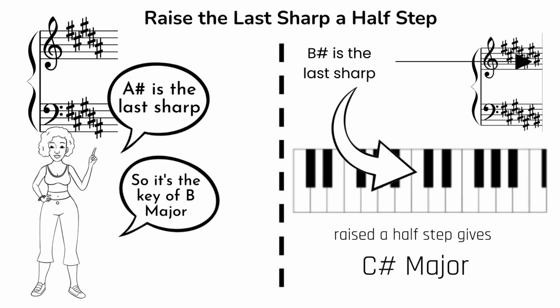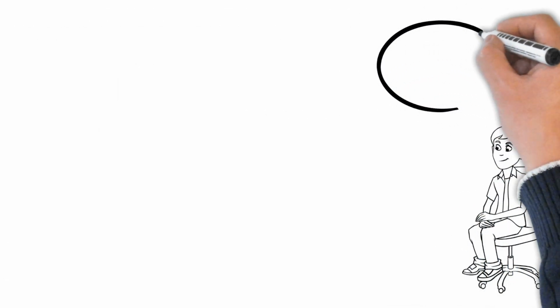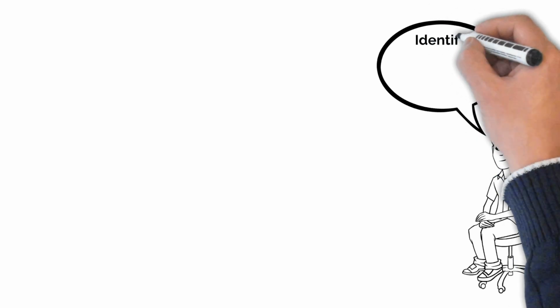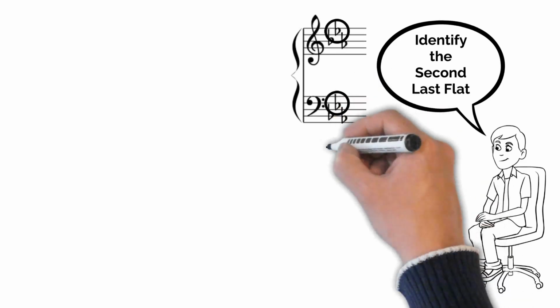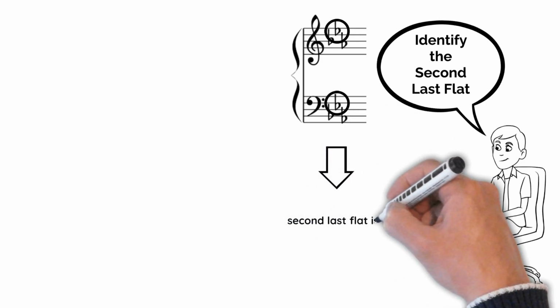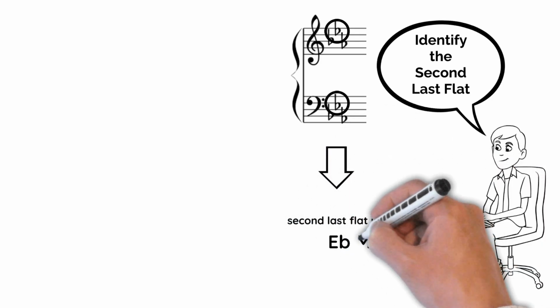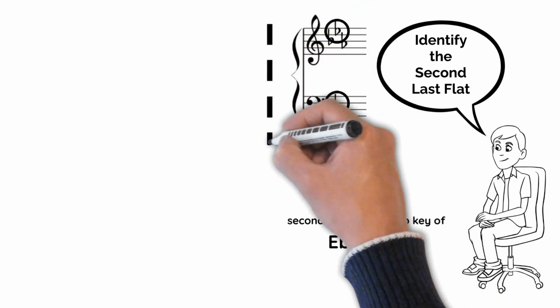To identify the major key of a key signature consisting of flats, you need to identify the second last flat. Let's take the example of 3 flats. Using the order of flats, the key signature will contain B flat, E flat, and A flat. Here, the second last flat is E flat. This means the major key represented by 3 flats in the key signature is E flat major.